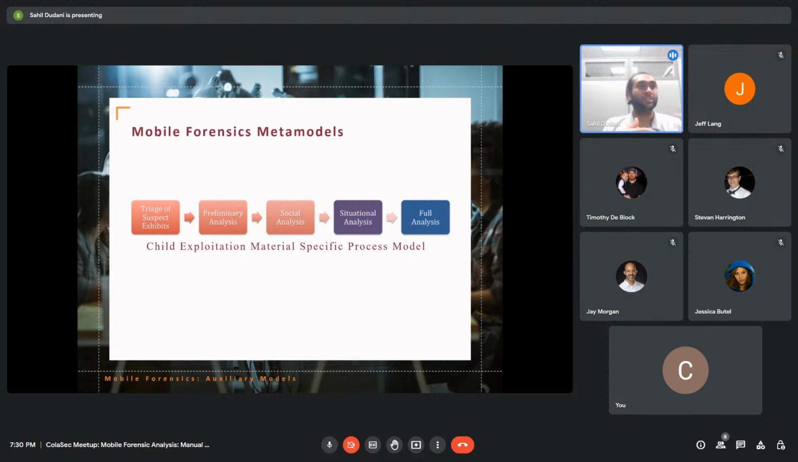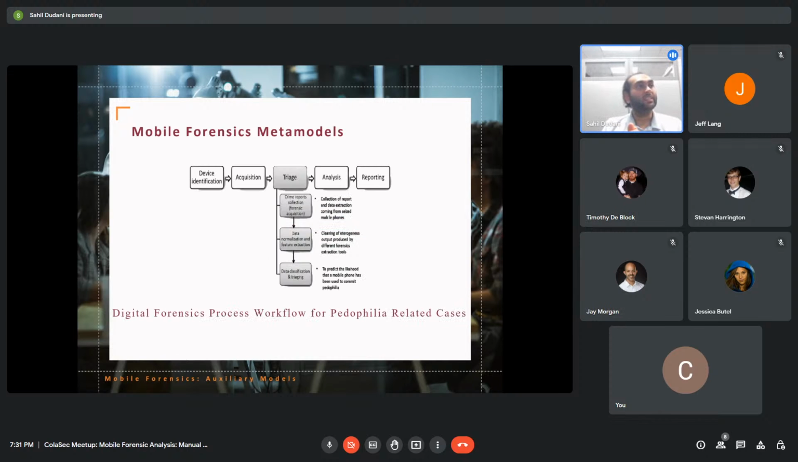If it was just from the cache and it appeared, it could mean something different versus user created data, like whether the user created that image or the user took that image. So it's really important to figure out and verify before you go after someone. So that's the social and the situational aspect that gets added to certain models, or certain investigators follow that kind of approach. In the next case, we have the forensics process workflow for pedophilia related cases.